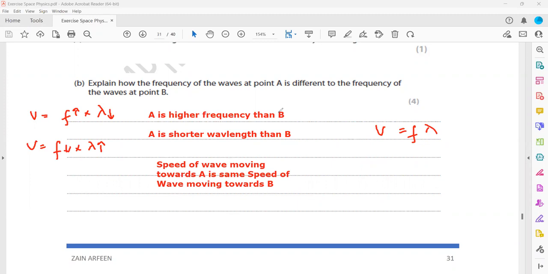So the mark distribution is: comparison of the frequency, A has higher frequency than B; A has shorter wavelength than B; A and B are moving with the same speed. And how can you say that? Because for A, if the frequency increases, the wavelength decreases. And for B, the frequency decreases, but the wavelength has increased.